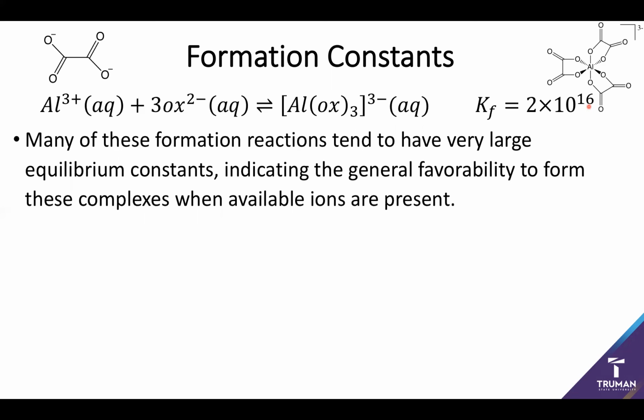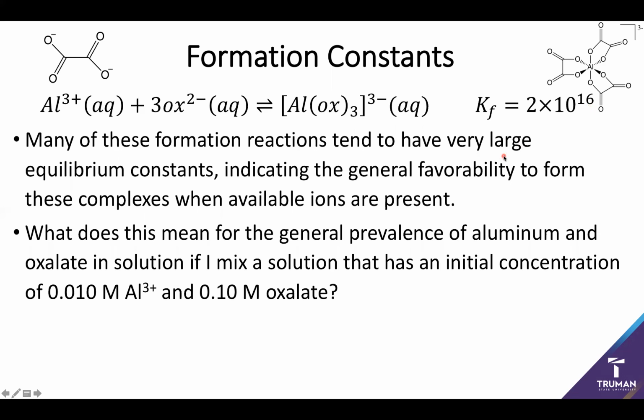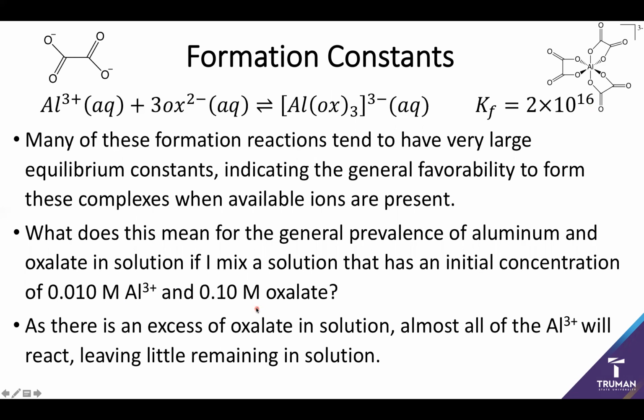And as a result, if I'm going to try and figure out how likely this complex is to form by, say, mixing together some concentration of aluminum and oxalate, I'm going to essentially treat this as a completion reaction, as any of the oxalate will essentially scavenge all of the free aluminum until there's none left, guaranteeing that we're almost entirely going to be products, or again, our complex, with very little free aluminum and some oxalate present. So let's work this as an example.